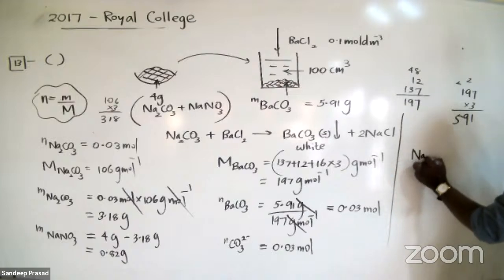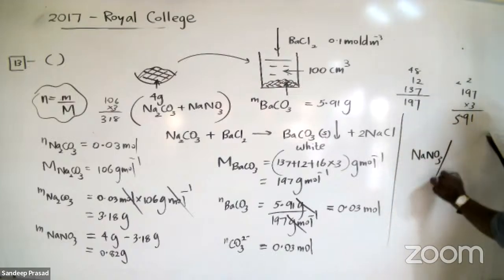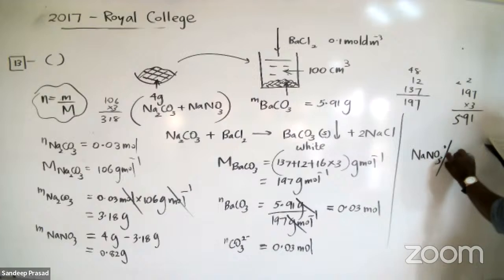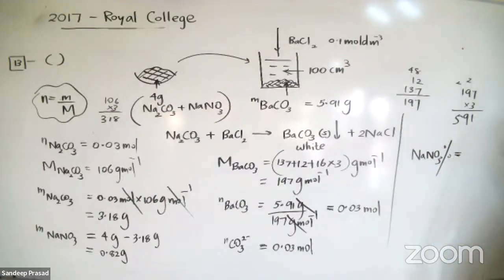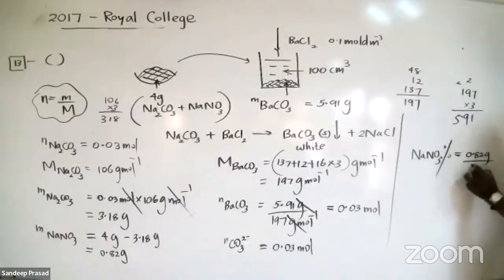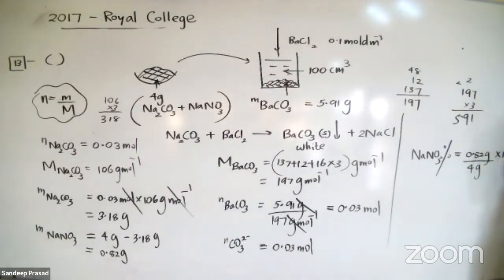How do you find out the sodium nitrate mass percentage? Total mass is 4 grams. Out of 4 grams, 0.82 grams is sodium nitrate. That is multiplied by 100%. Sodium nitrate mass divided by total mass, multiplied by 100. Then 82 divided by 4%.